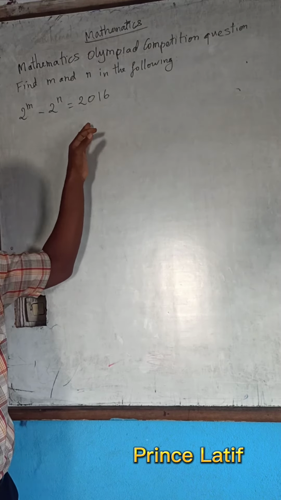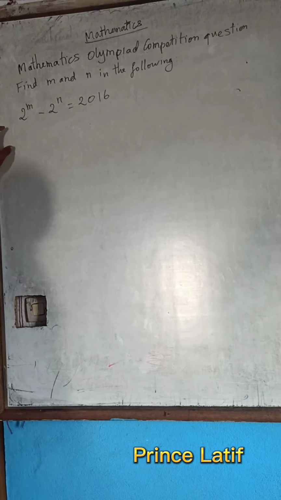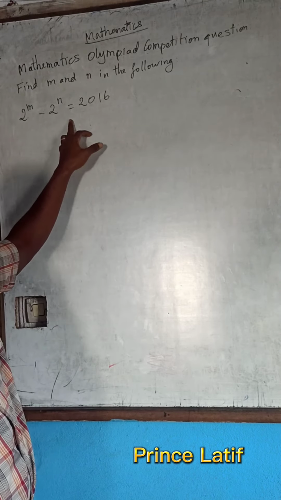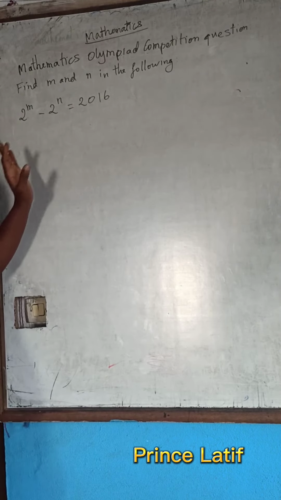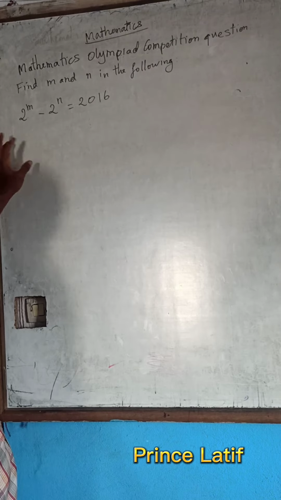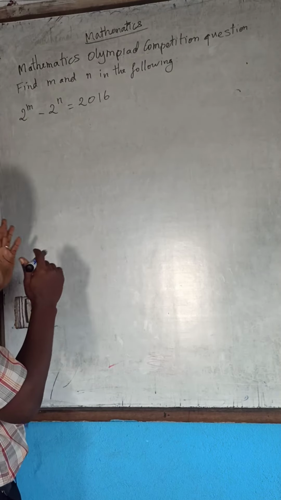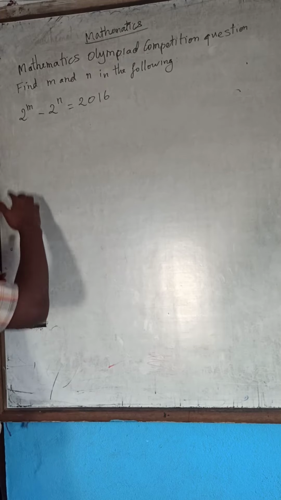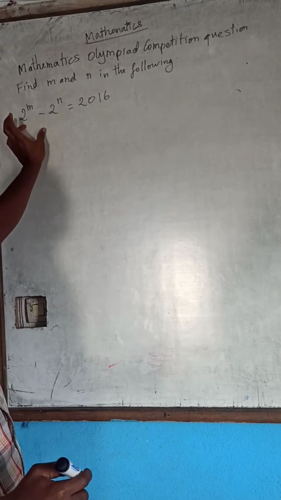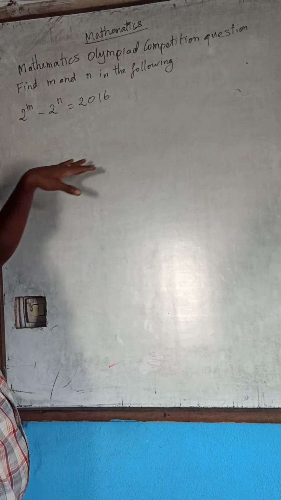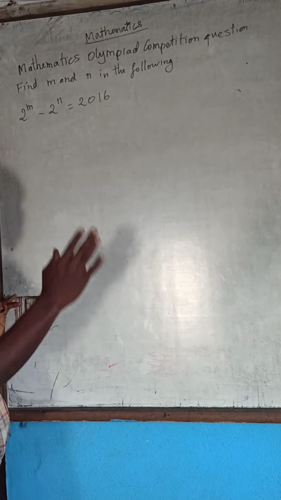Today I'm going to solve this Olympiad competition question. As you can all see, it is to find the value of m and n in this equation. So how to go about it? It's not too difficult. The first thing to do here is, as we know, their difference is equal to 2016, and we know 2016 is more than zero.